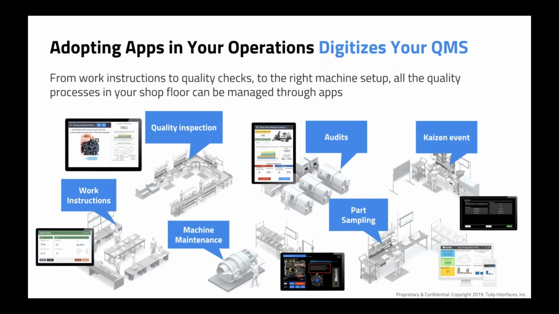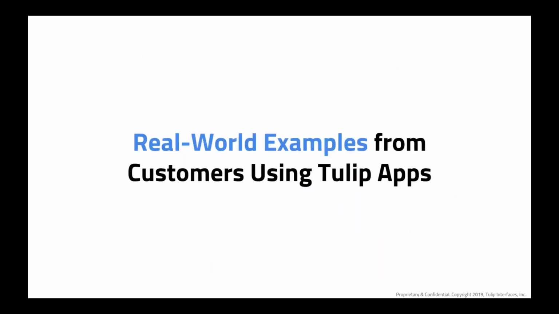The point is that when you digitize your processes with manufacturing apps, you're marrying the two, the quality and the manufacturing operations, into one, with all the benefits that we discussed before. But I guess the easiest way to really understand what this does for real operations is to go into some real world examples.